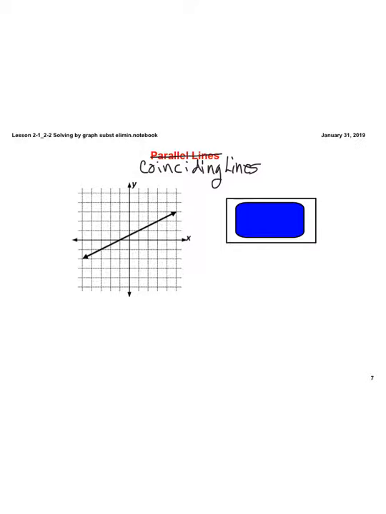Okay, so if they are coinciding lines, they have infinitely many solutions. And because they have infinitely many solutions, they have at least one solution. They are considered consistent. But because they don't have one unique solution, they are considered, did I forget my N in consistent? There it is. Then they are considered dependent.